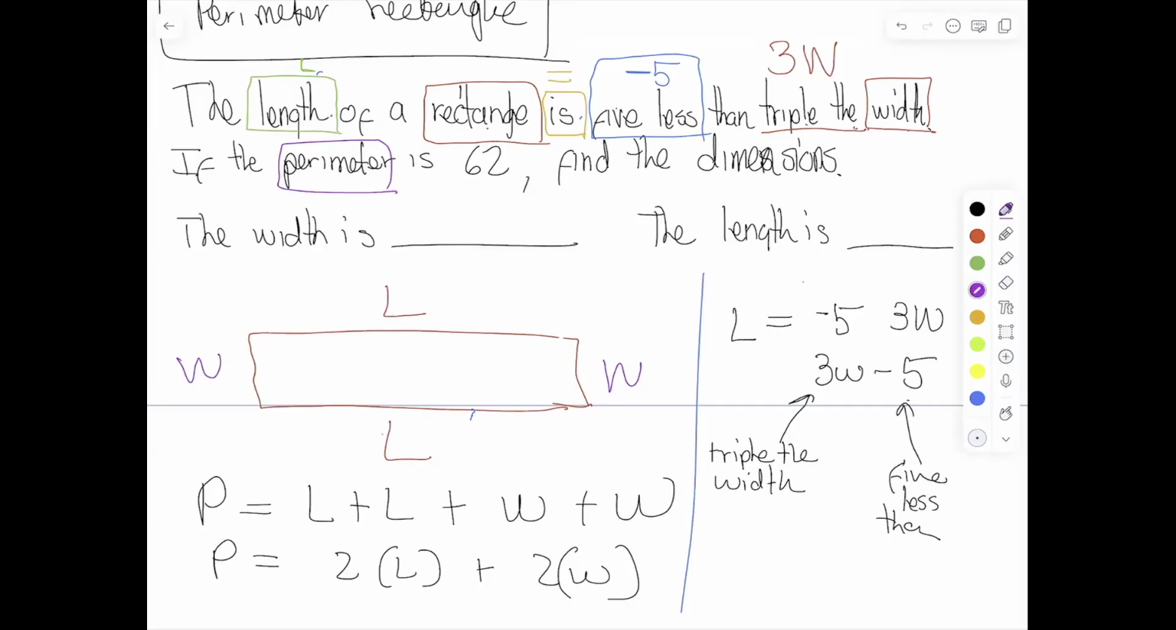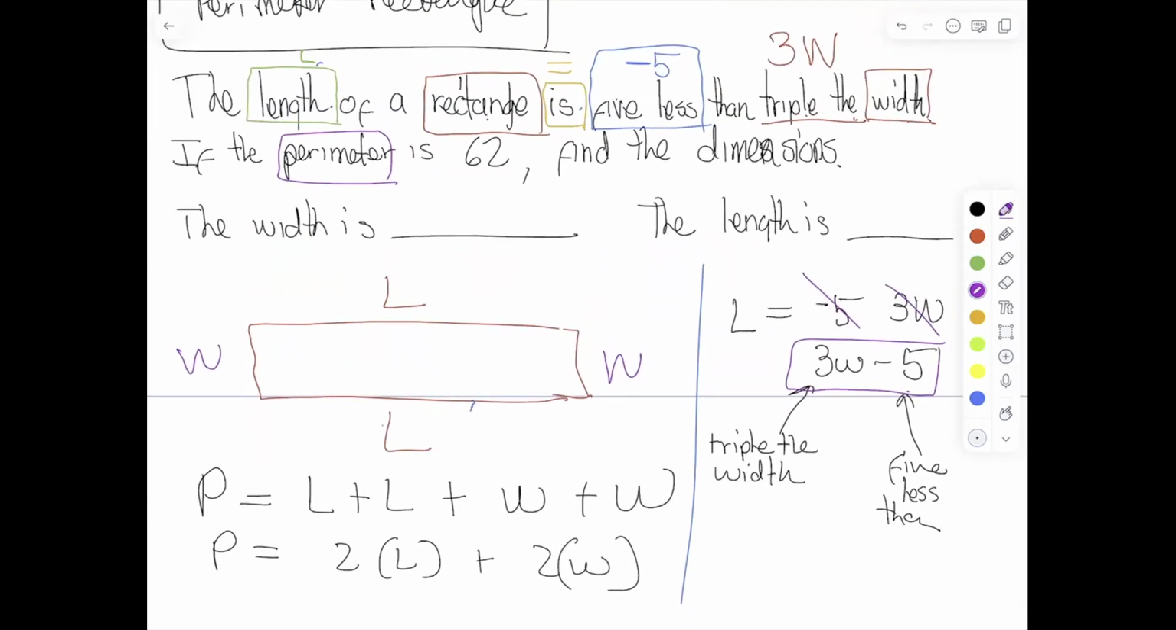So we don't write it like that. We write it like this. 5 less than triple the width. 5 less than triple the width is equal to what? 5 less than triple the width is equal to the length. The length of what? The length of the rectangle. So 5 less than triple the width of what? The length, right? Length is equal to 5 less than triple the width. And that length belongs to the rectangle.